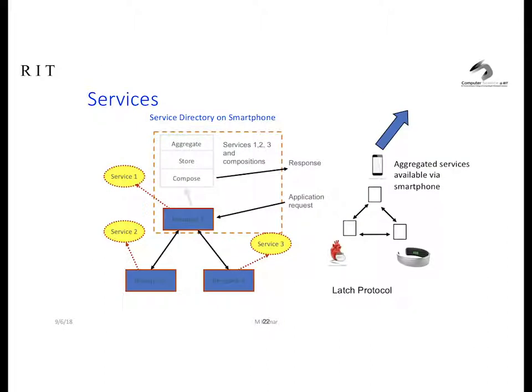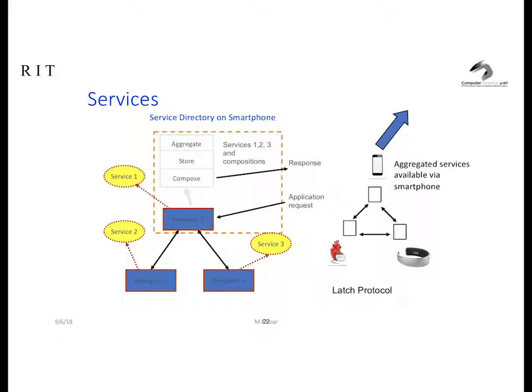So this is how we aggregate services in an environment. I hope you can read that or no. By the way, this represents resource 1, resource 2, and resource 3. So basically here I have 3 resources in an environment. These resources are manifested as corresponding services. So you don't really have to worry about the resources. These resources are represented as services. And all these services provided by these 3 resources are aggregated and stored on one device. Could be a smartphone.